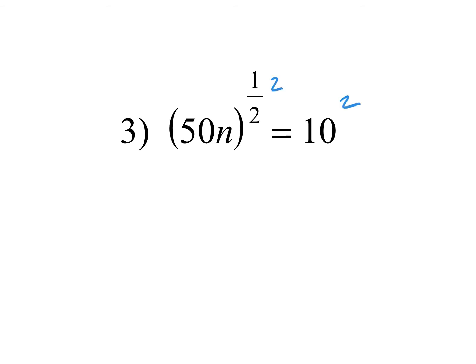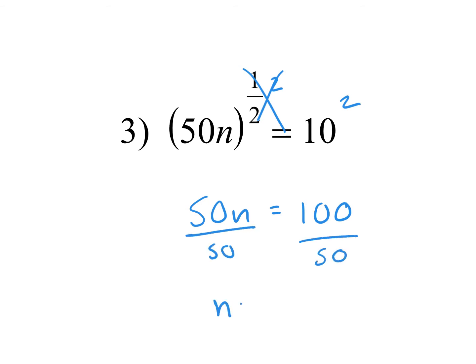So what we do on one side, we've got to do on the other. What happens on the left side? Cancels. So we're just left with 50n. And then what's that equal to? 100. What should we do next? Divide by 50. So what's n equal to? 2. Awesome. Any questions there?